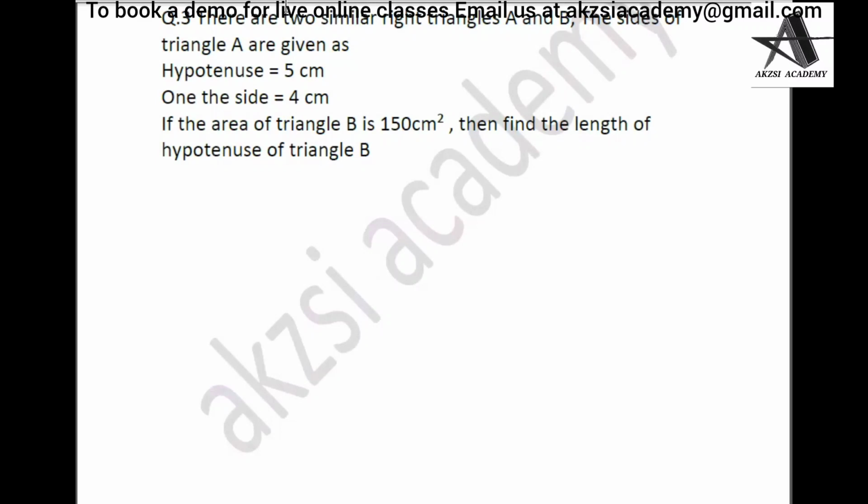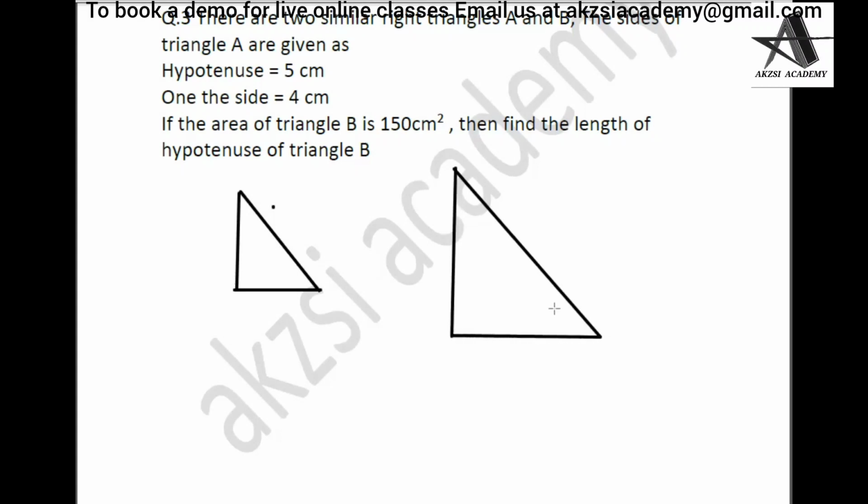So we first have to draw it to understand it properly. See, it says there are two similar triangles, not the congruent triangles, similar triangles. That means angles are same, but lengths will be in proportion. So one will be smaller, another will be larger. Let me name triangle A, triangle B.